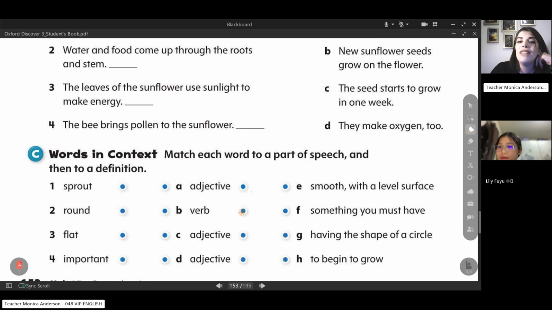Sprout is adjective or verb. It means grow. Adjective. Yes, and means, to begin to grow. Okay, yes. Round. Brown is the adjective. Adjective means.